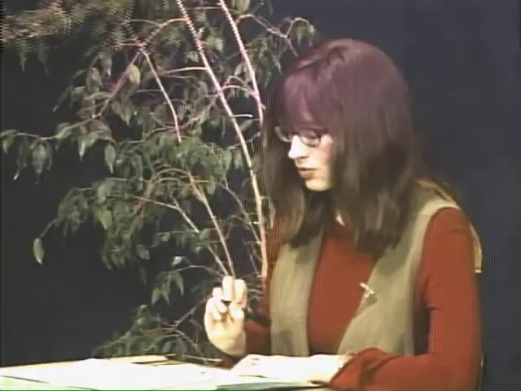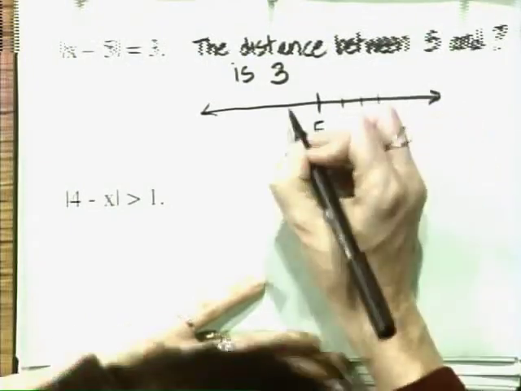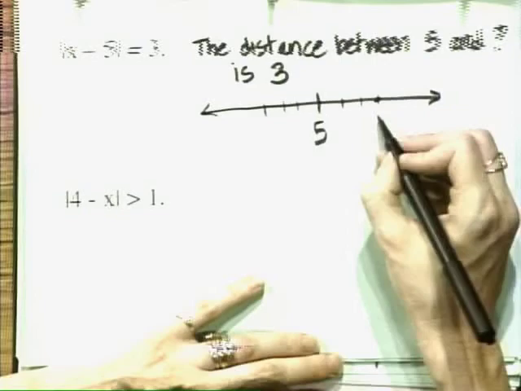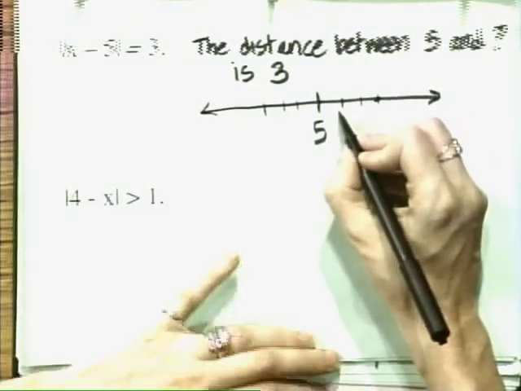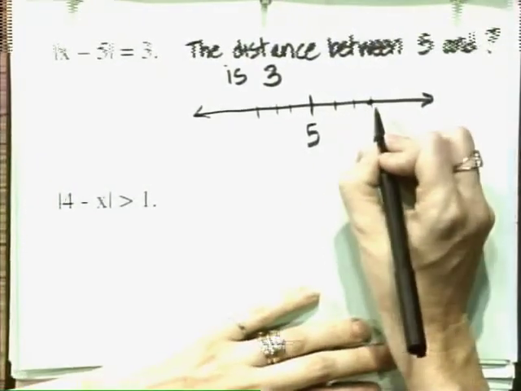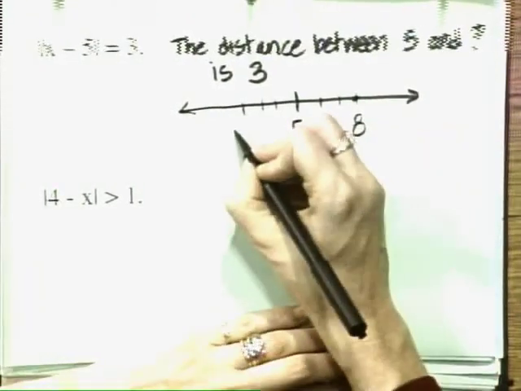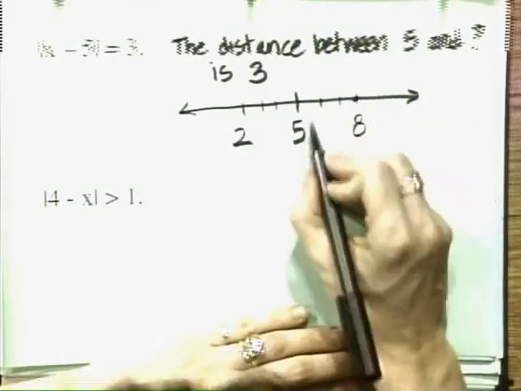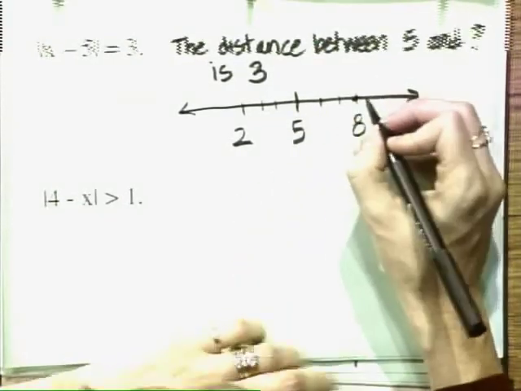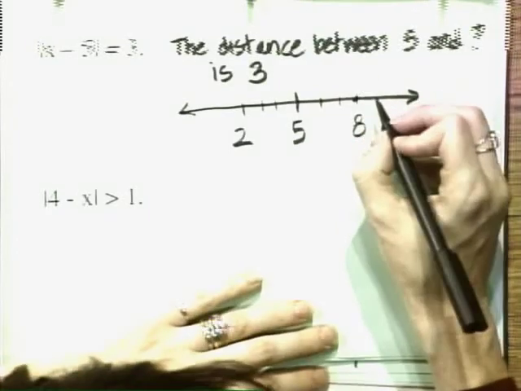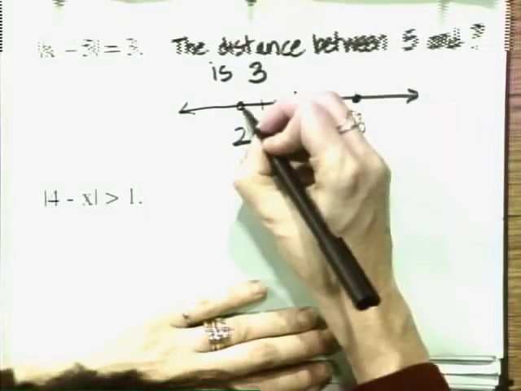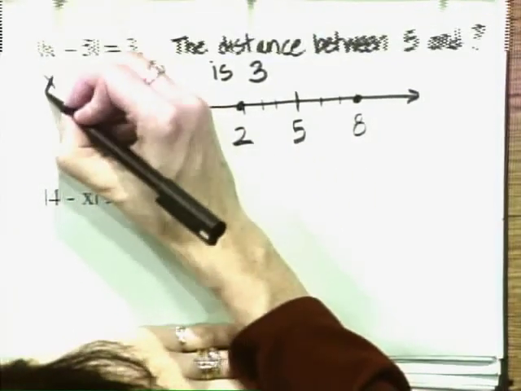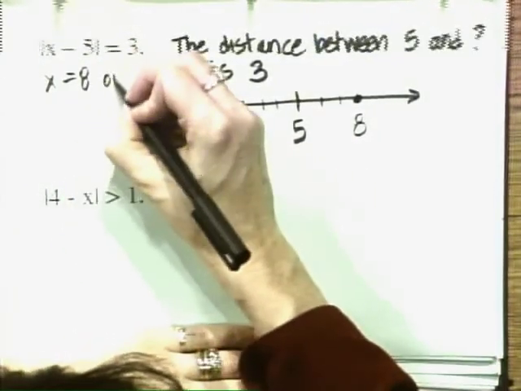It could be 3 on this side, or it could be 3 on this side. I want to be right at one of those 2 points, exactly 3 units away from 5. So what is 3 this way? That's 8. What is 3 this way? That's 2. So the distance between 5 and some number is 3. What are the 2 numbers? Because that's what we're really looking for. What values of x make this true? The 2 values would be 8 and 2. So either x equals 8 or x equals 2.